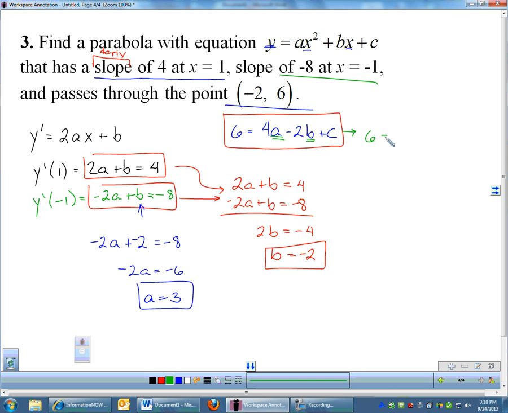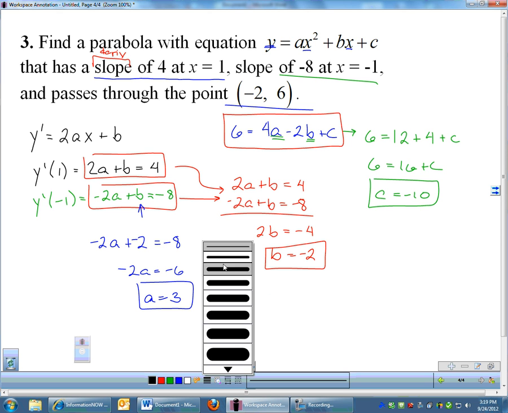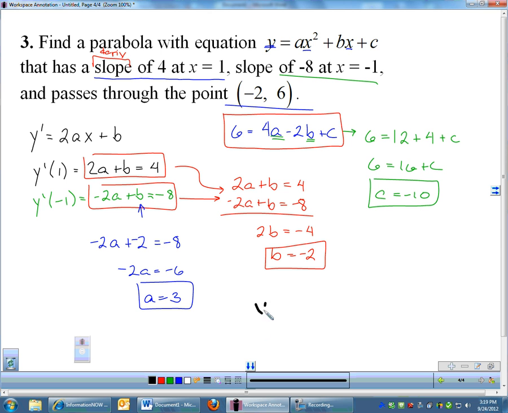So 6 is equal to 4 times a, which is 3. So 4 times 3 is 12, minus 2 times negative 2 is negative 4, minus negative 4 will be plus 4, plus c, and we'll solve that. 6 equals 16 plus c. C is equal to negative 10. So I solved for my a, b, and c. And then finally, you take all 3 of those and write them in the quadratic form up here. So y is equal to ax squared plus bx, and b was negative 2, plus c, and c was negative 10, and that would be your answer.